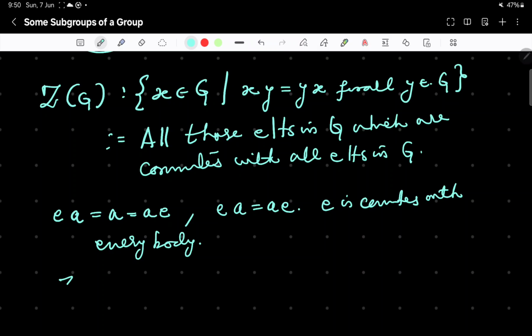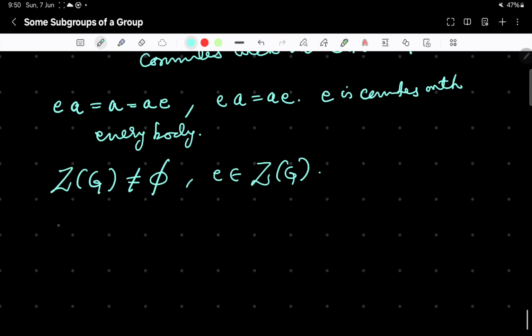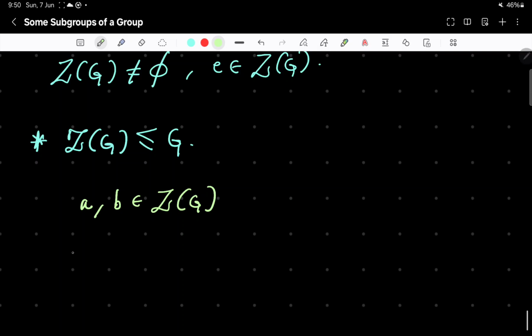So Z of G is a non-empty set. It is not equal to empty. Why? Because e is always an element of Z of G. Now what we are going to prove is, our claim is Z of G is a subgroup of G. So how do you prove that it is true? Let's take two elements from Z of G. So let's take a, b in Z of G. So that means what?